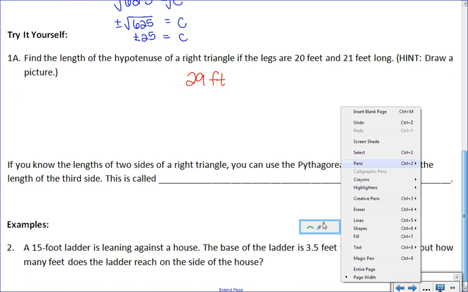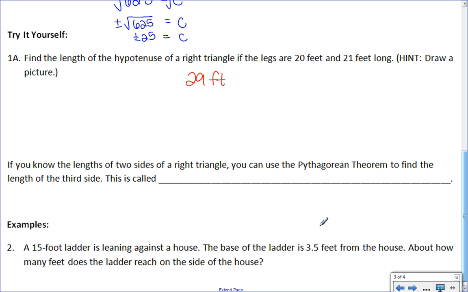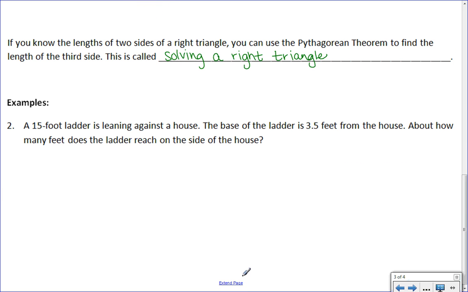If you know the lengths of two sides of a right triangle, you can use the Pythagorean theorem to find the length of the third side. And it doesn't matter if you're missing the length of a leg or of the hypotenuse. Any two sides will allow you to find the third side. So this process of finding the length of the third side is called solving a right triangle. Okay, and we'll see that in example 2.